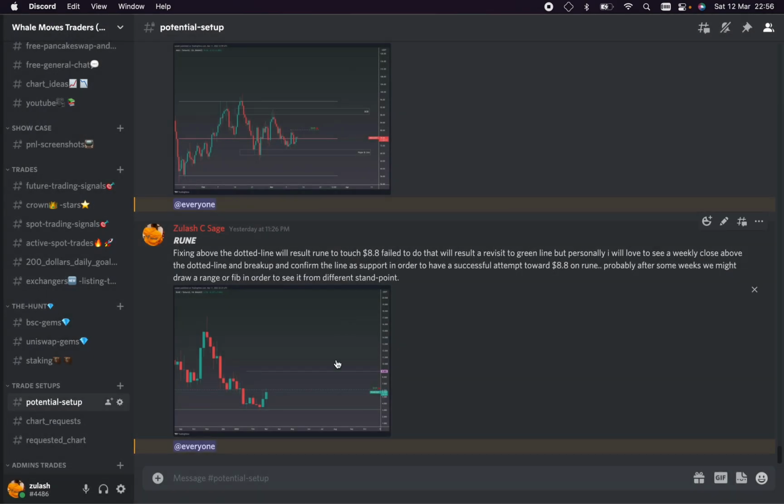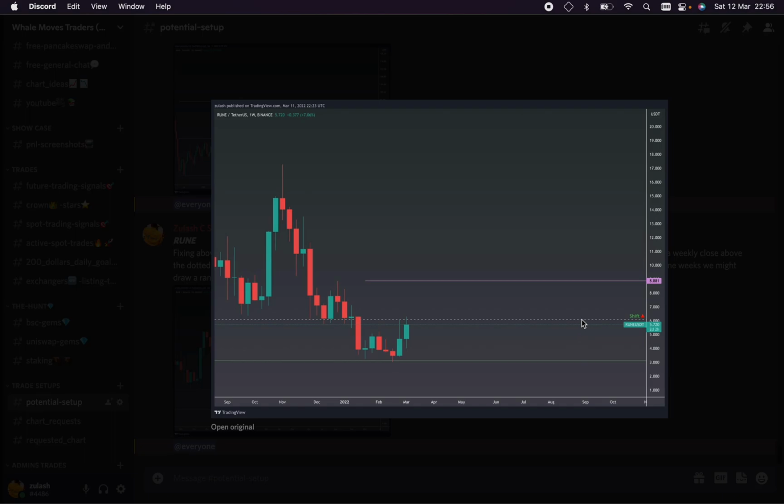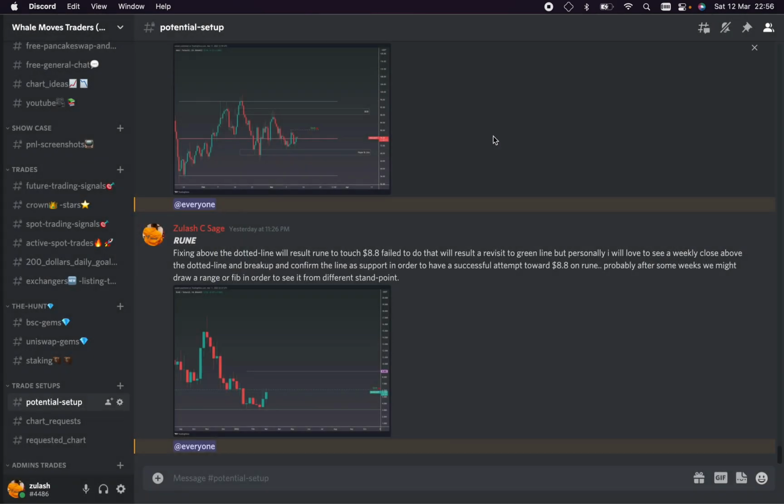So for this trade to be valid, you have to wait for a daily close above the dotted line, which is sitting around, I think, 6.1 or 6.2. So there is no rush in this. You need to be patient. So that's how it works.